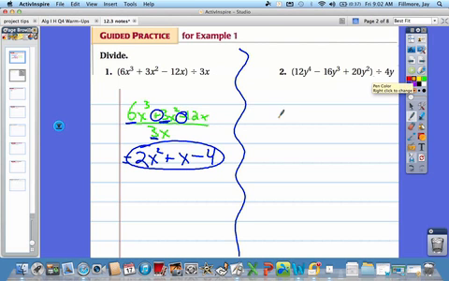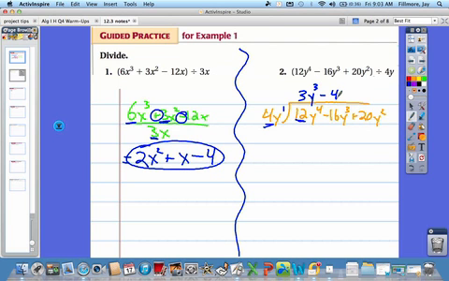Secondly, I'm going to divide by 4y. And my polynomial is 12y to the fourth minus 16y to the third plus 20y squared. So again, I'll do my division. 12 divided by 4 is 3, and I place it up top. Y to the fourth divided by y to the first, we subtract exponents, is y to the third. I have a negative 16 divided by positive 4, which is negative 4.